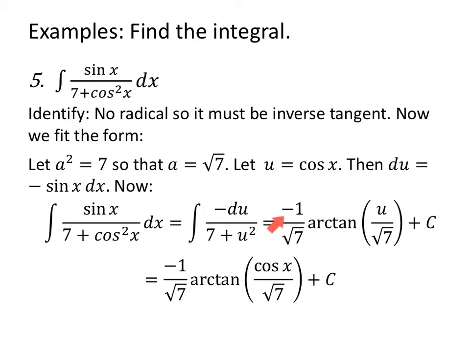I have the negative 1 over a, so negative 1 over square root of 7, arctangent of u over a, plus my constant of integration. And that can simplify as negative 1 over square root of 7 arctangent of cosine of x divided by square root of 7, plus c. And of course, if you are used to rationalizing denominators, you should do so. But that's algebra, and I'm talking about the calculus of it. So if you get to here, I'm pretty happy.